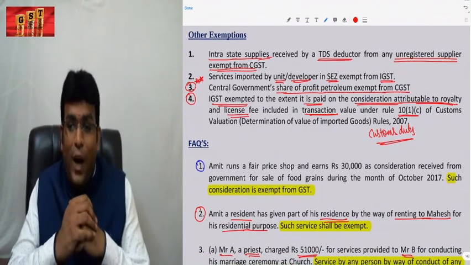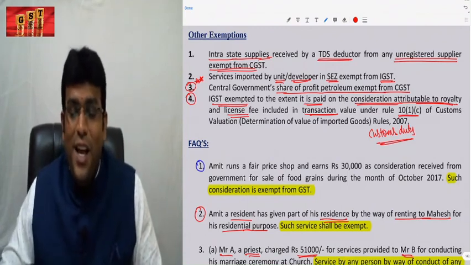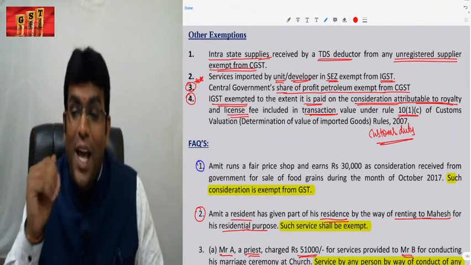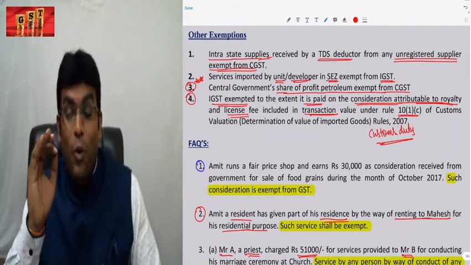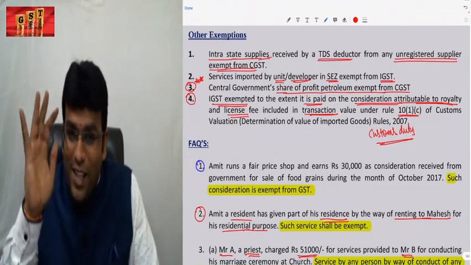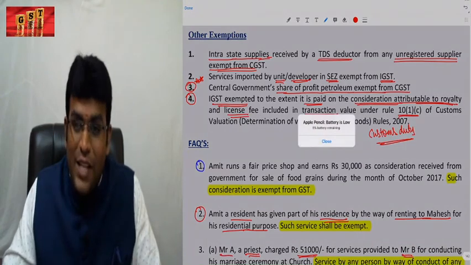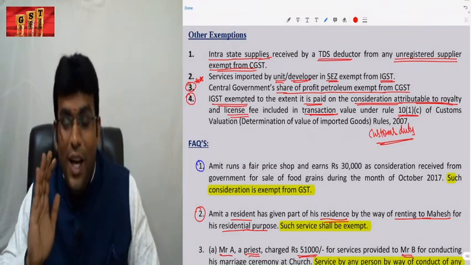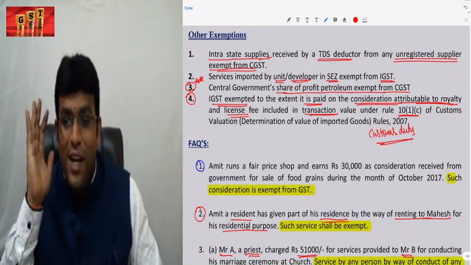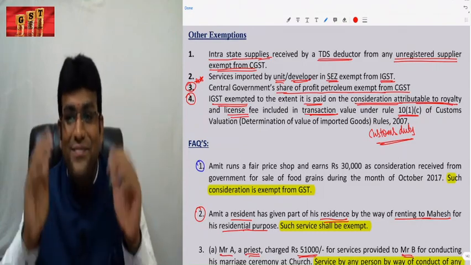And ultimately, one line I want to tell before I complete the class: don't try to mug up the exemptions, because in the exam they will not tell you to write 20 points for 20 marks. The only thing required is that you should have a complete fair idea of all these exemption points, so that if any point comes in the exam and they ask you whether it is exempt or taxable, you will be in a position to identify whether it is exempt or taxable. That is what is required. If you do that, the matter is done.